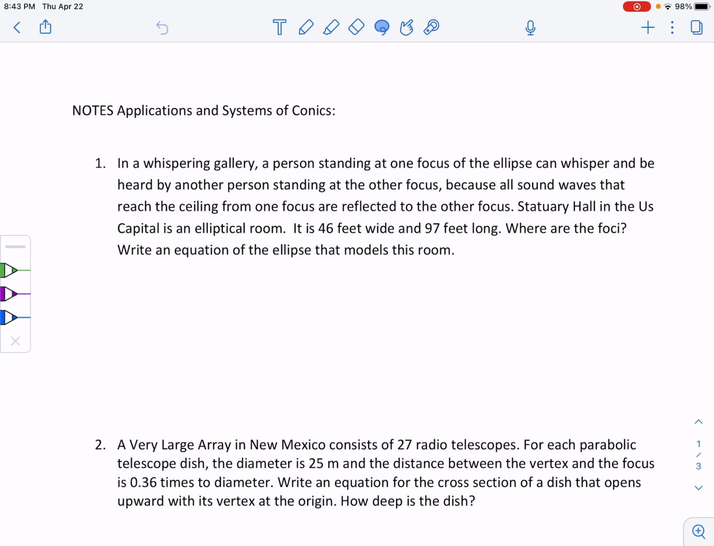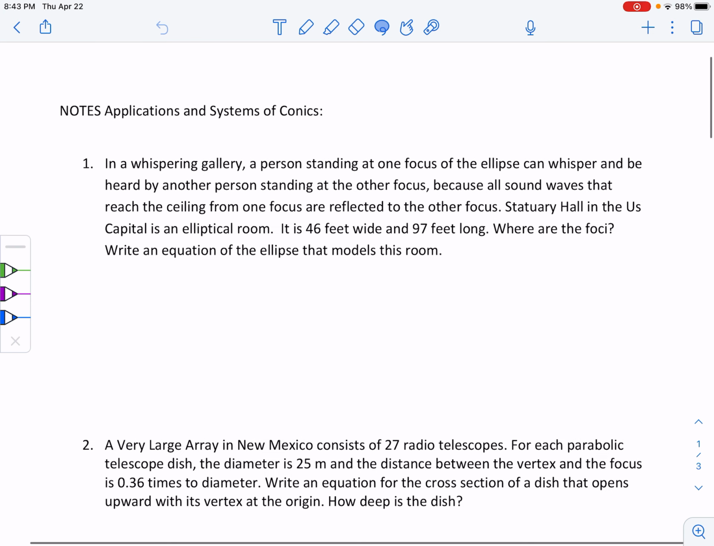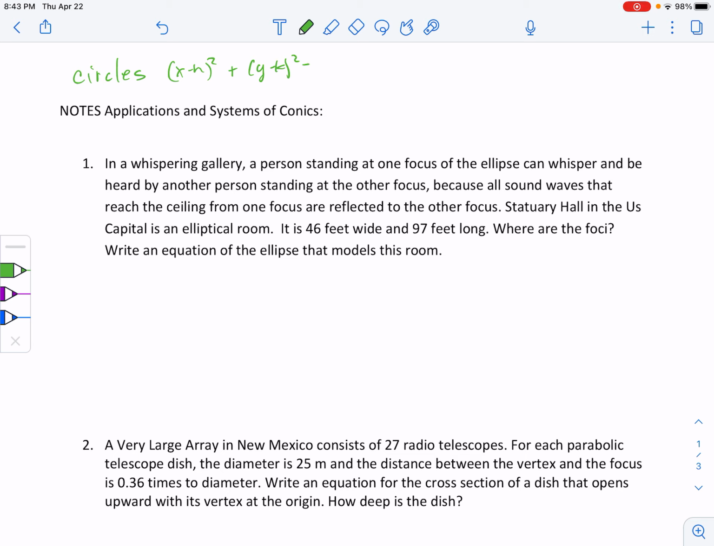Okay, today we're going to do some applications of conics. Remember, we've done circles, which is x minus h squared plus y minus k squared equals r squared. And we did an ellipse, which is x minus h squared over a squared plus y minus k squared over b squared equals 1.